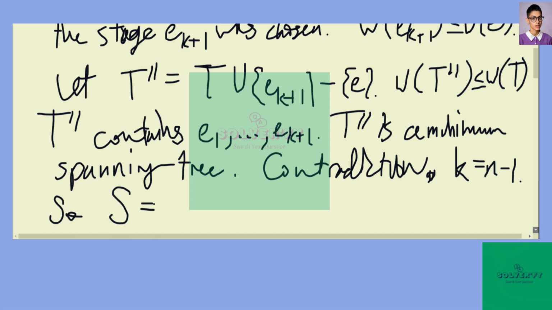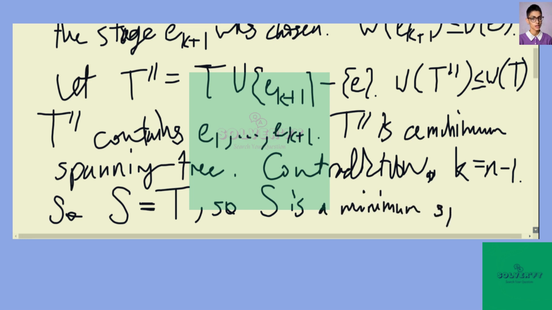and this implies that the tree obtained from Kruskal's algorithm S is the same as T, and thus S is a minimum spanning tree.